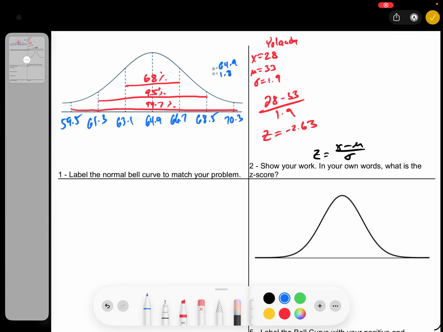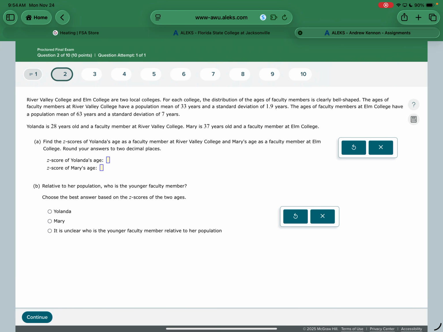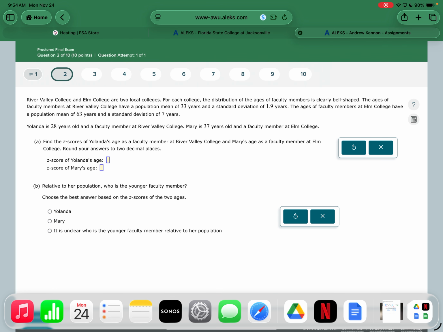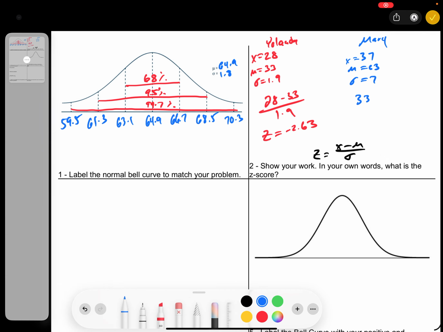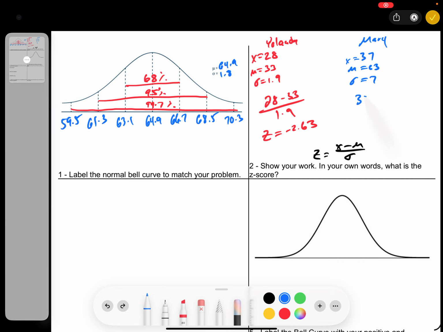Okay. The other one, Mary, is 37, 63, 7. So the data value is 37. That's Mary. That's who we're looking at. The average age is 63, divided by 7. 37 minus 63 divided by 7 is negative 3.71.